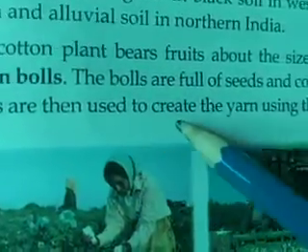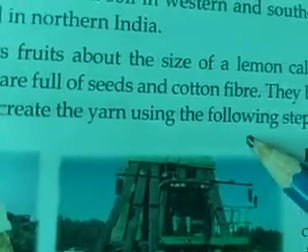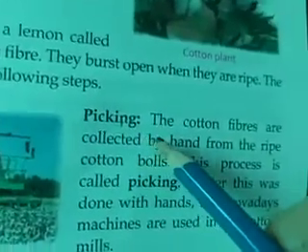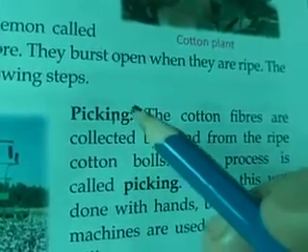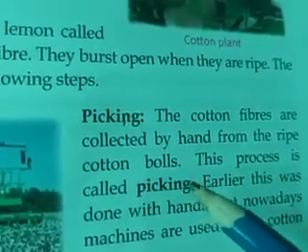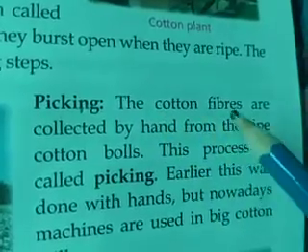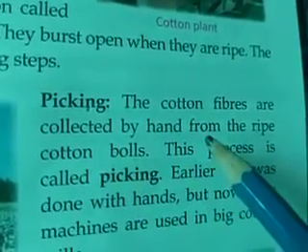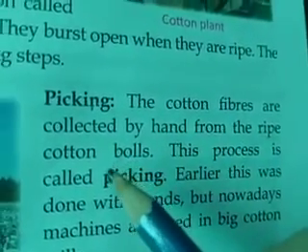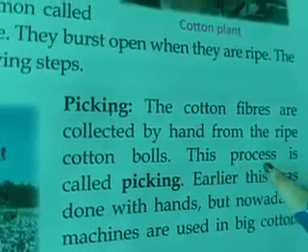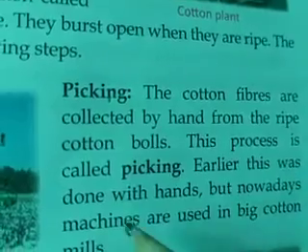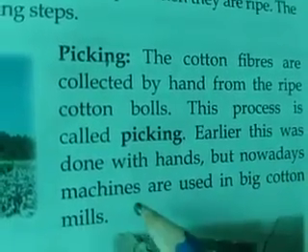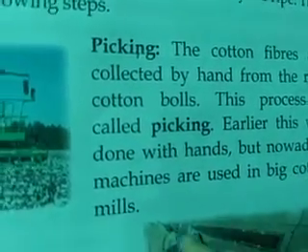The fibers are then used to create the yarn using the following steps. The first step is picking. Picking means collecting the cotton bolls or collecting the fruit. The cotton fibers are collected by hand from the ripe cotton bolls. This process is called picking. Earlier this was done with hands, but nowadays machines are used in big cotton mills.